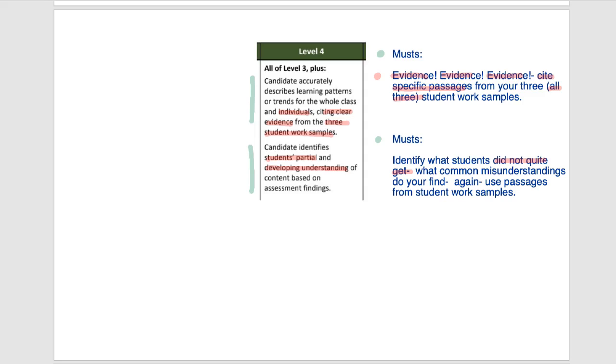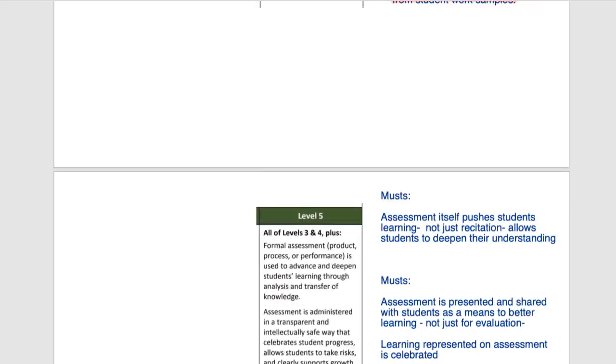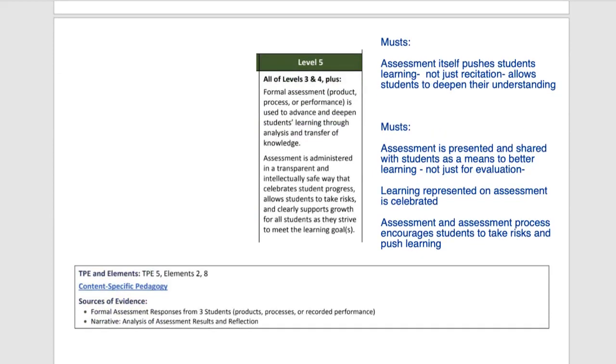All right? And in this one, what common misunderstandings did you find? Again, use passages from student work samples. Evidence, evidence, evidence throughout this particular rubric. Let's take it up one more step to level 5. And this one's much more abstract, and we'll do our best by this one.